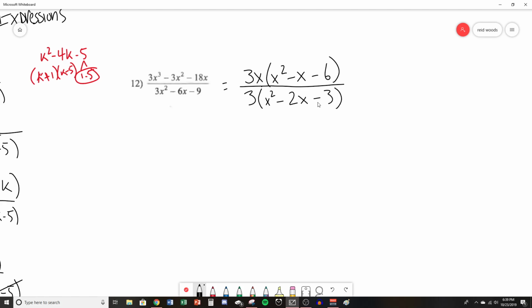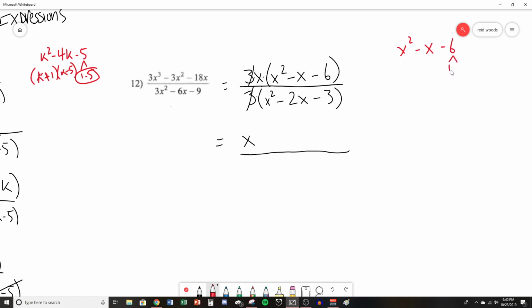Now, as you can see right here, these 3's are being multiplied, all of this is being multiplied, so I can cross through this and take care of those. So now I'm going to write this below. Now this is going to become x times, well, what do I have here? It's a quadratic. So let's factor that. I'll write it in red again. So this first one here, it's x squared minus x minus 6.